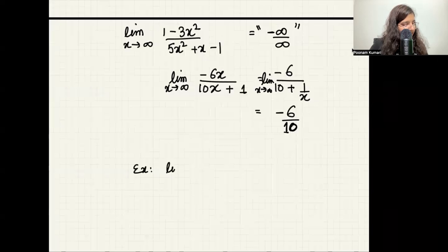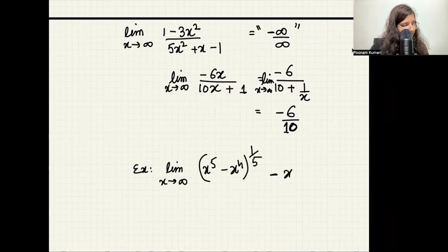Let's say you have to find the limit as x is tending to infinity of (x^5 - x^4) raised to the power 1/5, minus x. If you apply infinity, it's infinity to the power 5 minus infinity to the power 4, raised to the power 1/5, minus infinity. So we basically know what is happening, right?